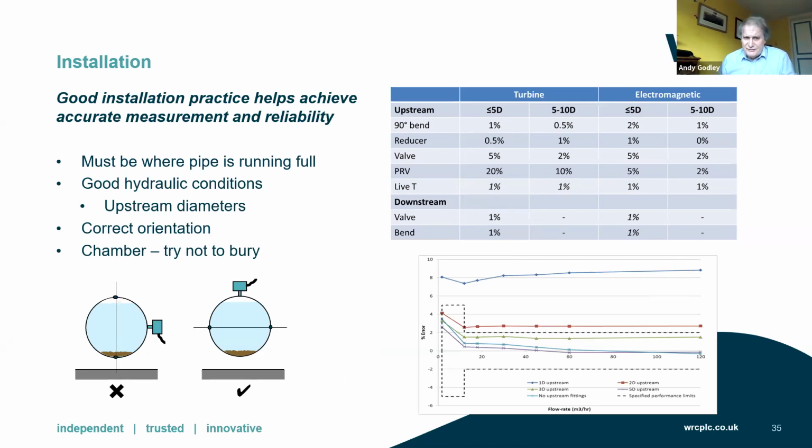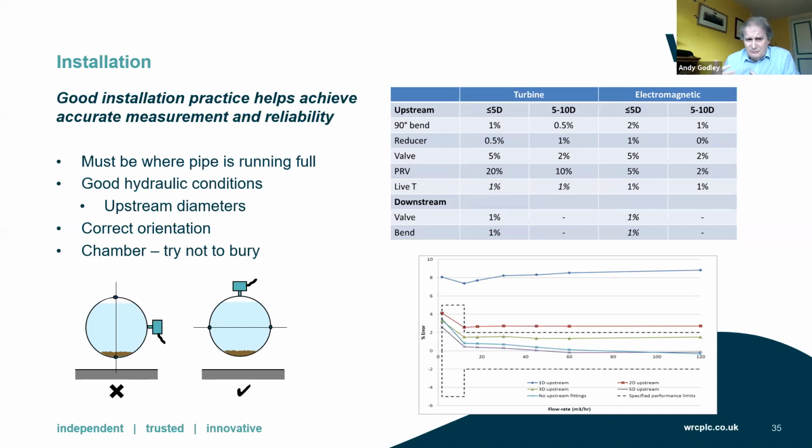Some more modern meters say, well, no, you actually need very, very few diameters. There are even some manufacturers that say you need 0 diameters. I would always treat that with a degree of caution. When you go back to thinking about how those meters work, particularly our turbine, if you've got any swirl in that flow, if the flow is slightly rotating, then that either can accelerate or retard that rotor with respect to what it should be.